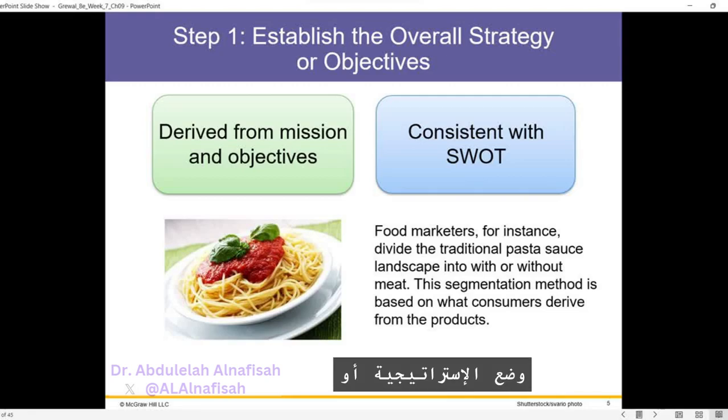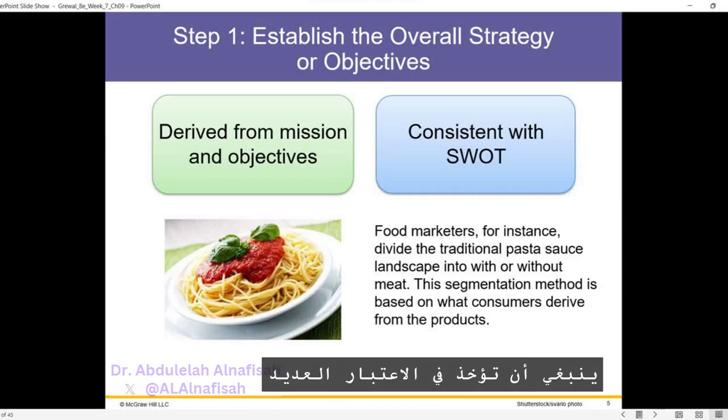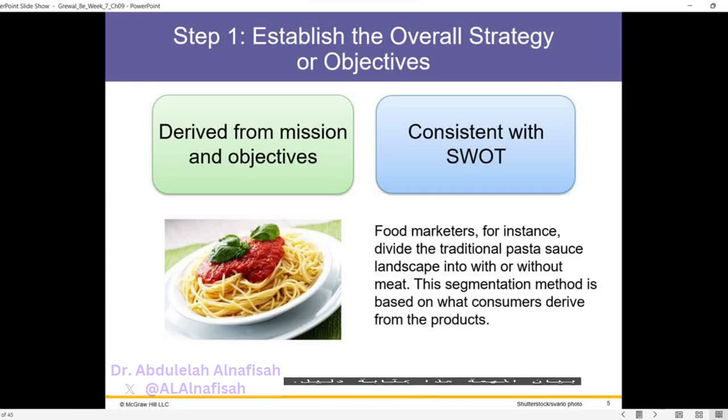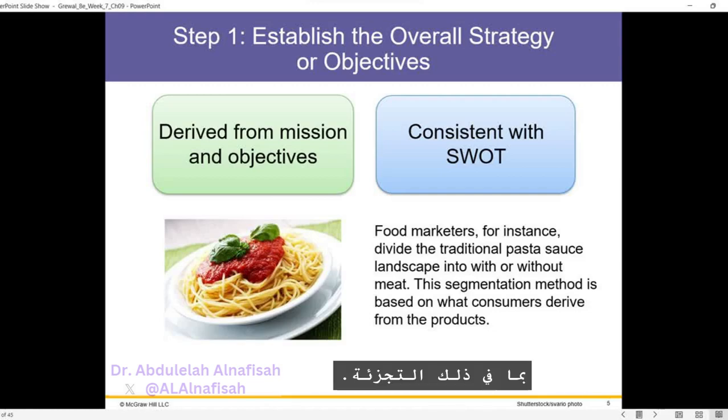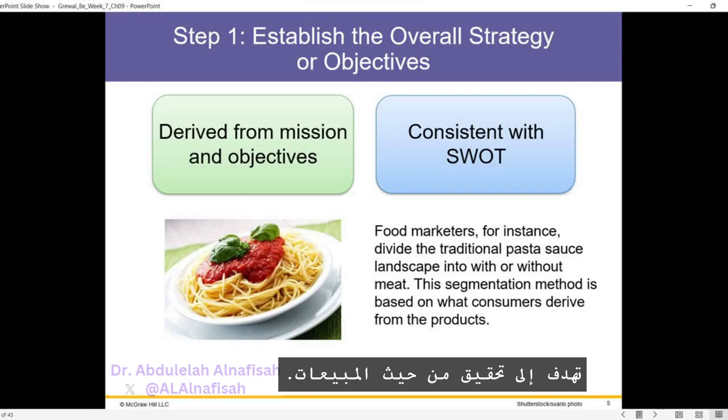To establish the overall strategy or objectives, several key considerations should be taken into account. Mission and objectives. The company should clearly define its mission statement, which outlines its purpose and core values. This mission statement serves as a guiding principle for all marketing activities, including segmentation. The objectives of the company should also be clearly defined, specifying what the company aims to achieve in terms of sales, market share, profitability, or other relevant metrics.